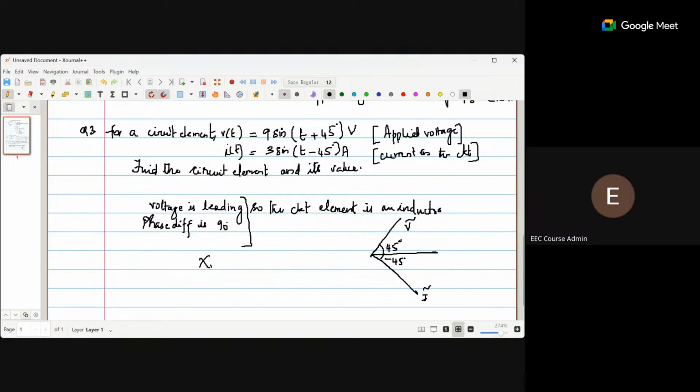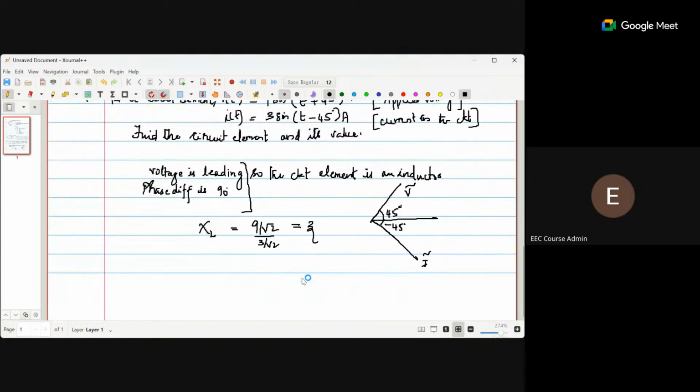So we conclude that it is an inductor. Then what will be XL? XL will be V by I. So that will be 9 by root 2 by 3 by root 2. So 3 will be the magnitude of the inductive reactance, and L will be 3 by omega. From the time domain expression, omega is 1. So L will be 3 Henry.